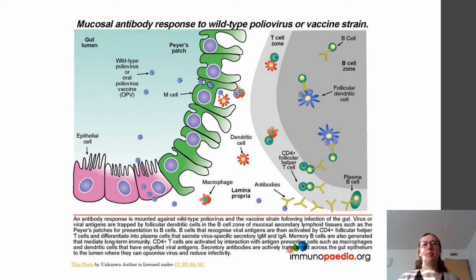Here we see a little bit more in depth about the antibody response to the polio vaccine, and this is looking specifically at the oral polio vaccine. So you have your T cells and your B cells, which respond to the virus in the gut lumen.